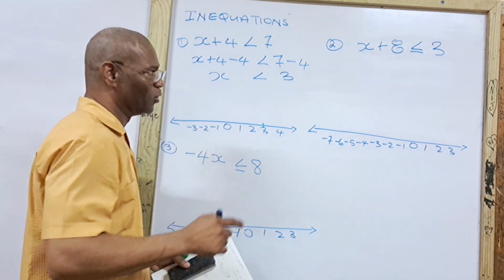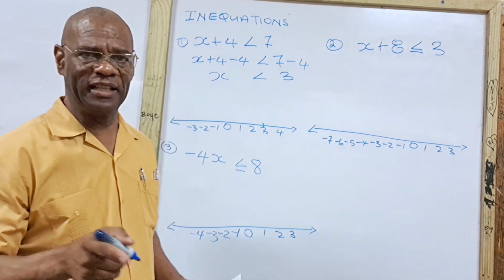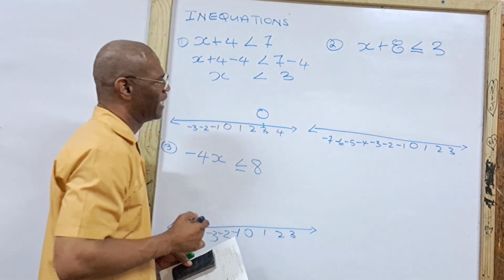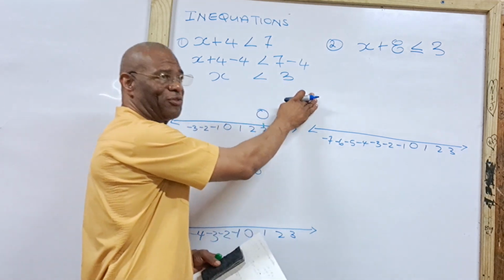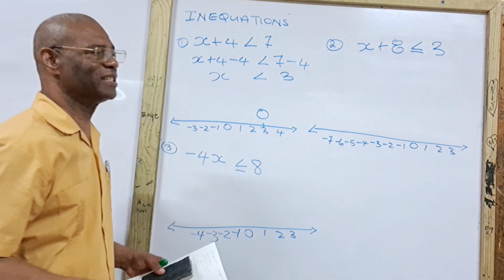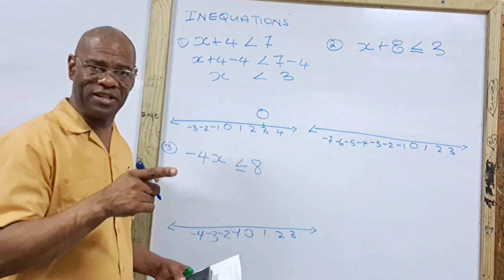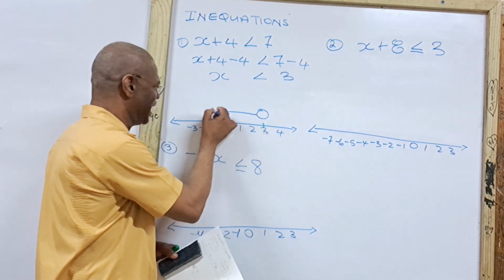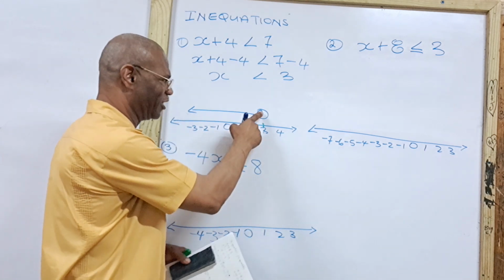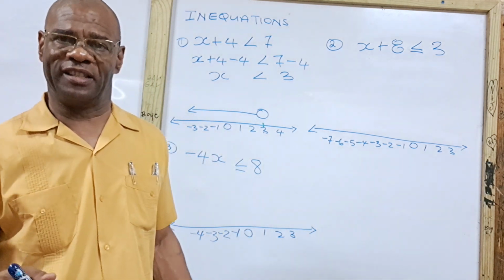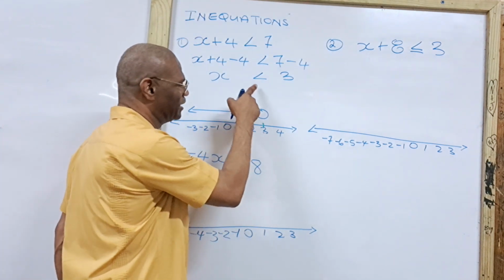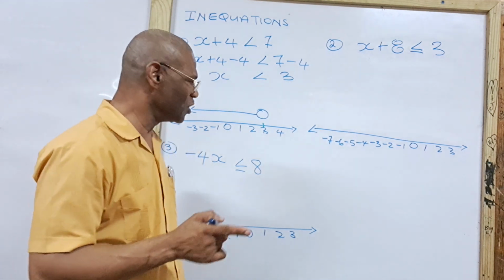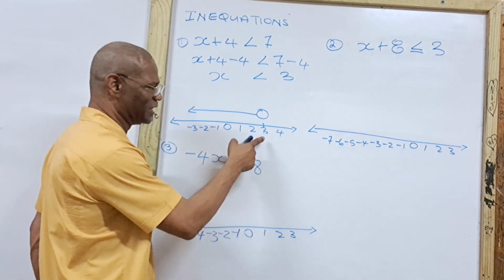Now let us put it on the number line. Let's graph it and see what happens. We identify our 3 right here, and it says x is less than 3. So it's any number less than 3. The numbers that are less than 3 are to the left of 3, so we go to the left on the number line this way. Notice that the circle here is left unshaded. It is left unshaded because 3 is not included in the solution set.